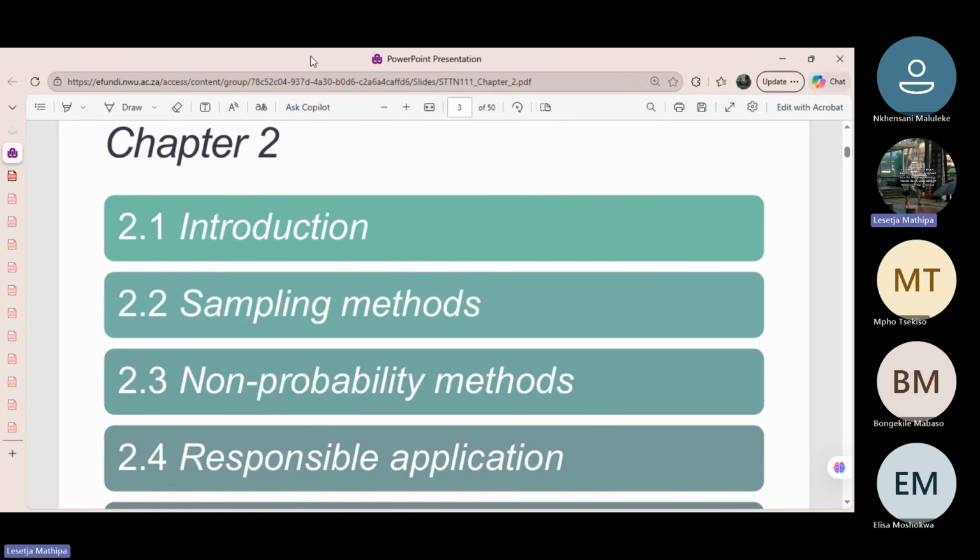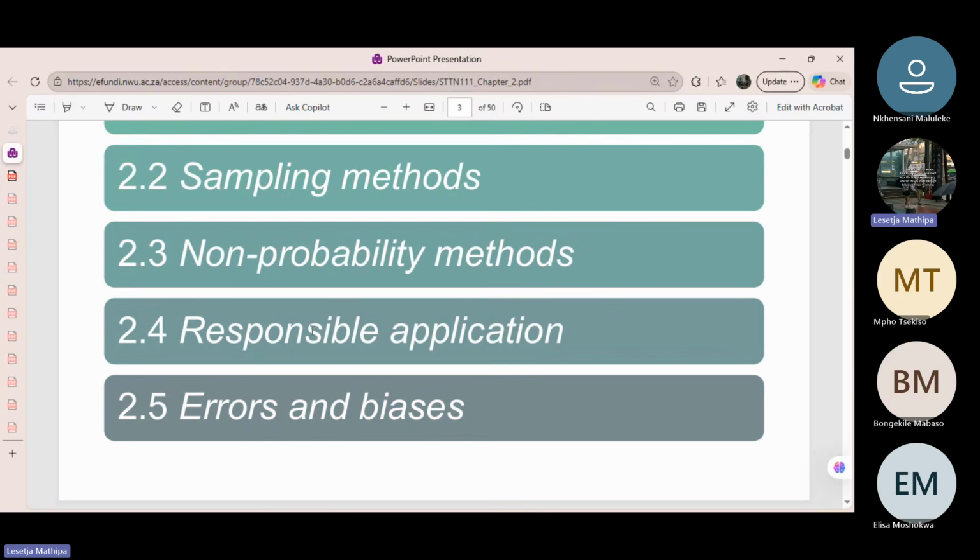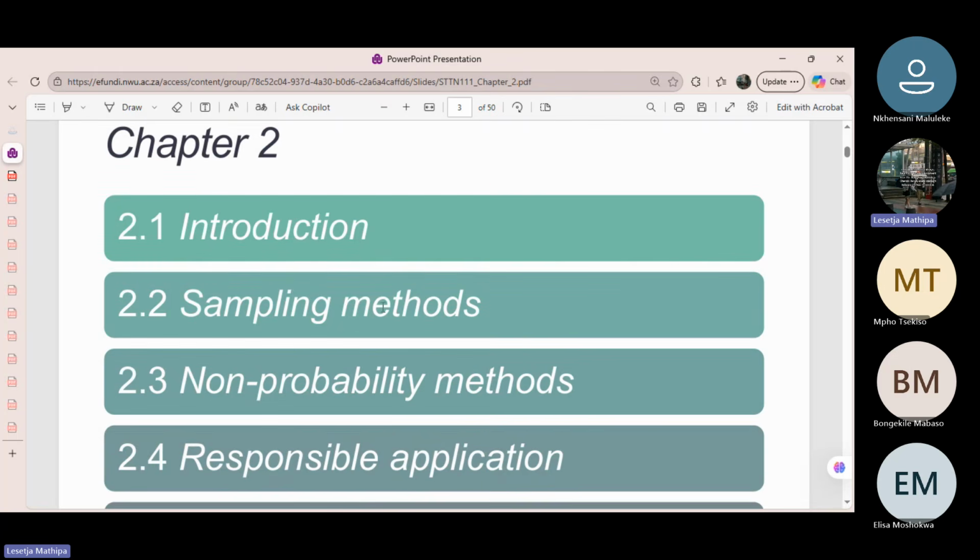Methods, the non-probability methods, also errors, and also the biases. It's interesting. It's easy, this one. Trust me, it's easy.